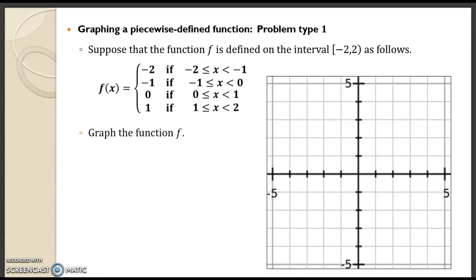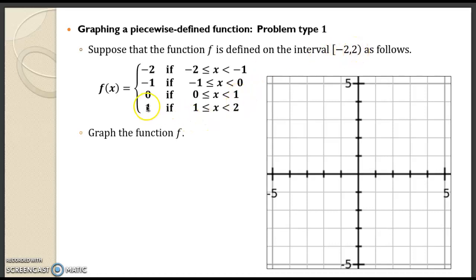In this video, we're going to talk about graphing a piecewise defined function, problem type 1. So let's suppose we have this function defined on the interval from -2 to 2 as follows. Now, what this means is this function is only defined between x values -2, including -2, to 2. So our inputs are only going to be from -2 to 2. That's all that means.